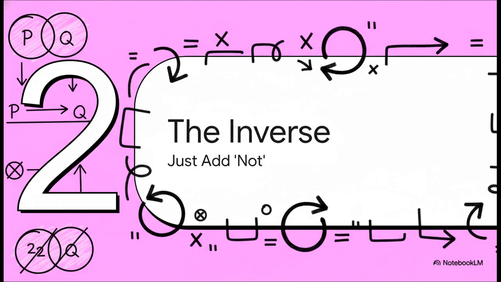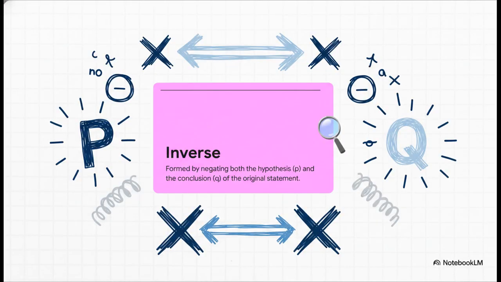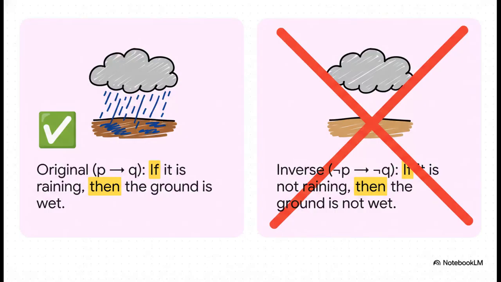So, what's the first thing people do to twist a statement like this? They create something called the inverse. And honestly, it's probably the most common logical mistake people make, mainly because it sounds so right. Making the inverse is super easy. All you do is take your original if and then parts, and you just add the word not to both of them. That's it. So let's see how that changes our example. If it is raining, then the ground is wet. Becomes, if it is not raining, then the ground is not wet.